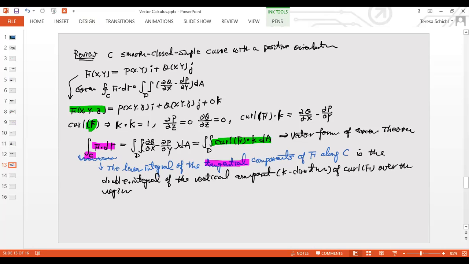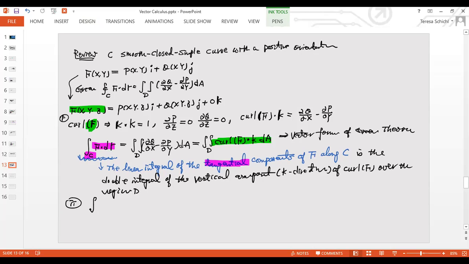Okay, so that's what we say here. So the line integral we learned starting from this unit, we call the tangential components of F. You can look at this as the double integral of the vertical components of the curl over the region D. Now we're going to introduce another one. So this is the first form. Then another form of the Green's theorem.